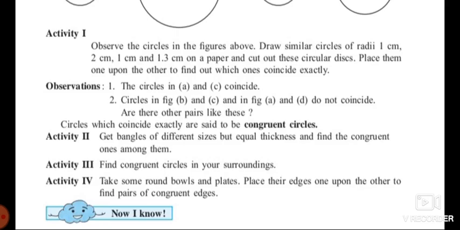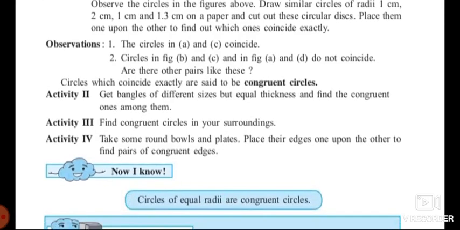Like this, you can see some circles in your surroundings and guess which are congruent. The last activity is to take some round bowls and plates. Place their edges one upon the other to find pairs of congruent edges. Like this you can learn the concept of congruent circles. So lastly, once again, what we have learned in this lesson is that circles of equal radii are congruent circles. So here we have finished the concept of congruence of circles.